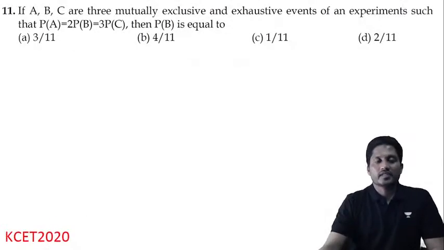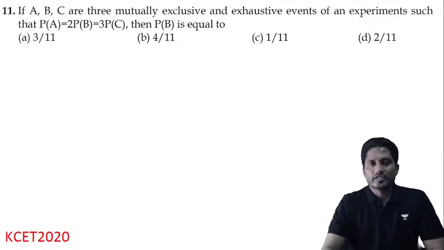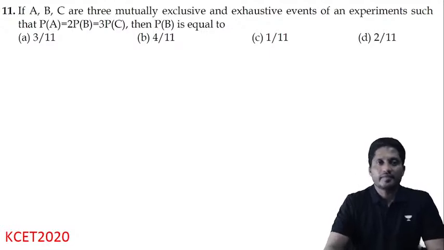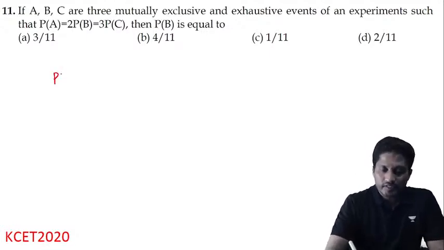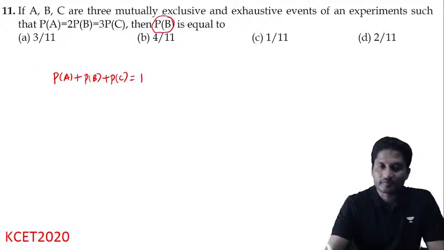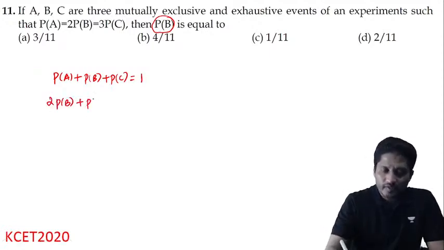Let's move to the next question. A, B, C are three mutually exclusive and exhaustive events of an experiment. Mutually exclusive and exhaustive means P of A plus P of B plus P of C should be equal to 1, right? I'm supposed to find P of B. P of A is equal to 2 times P of B, plus P of B, plus P of C, which can be written as, if you shift, P of C is equal to 2 by 3 P of B.